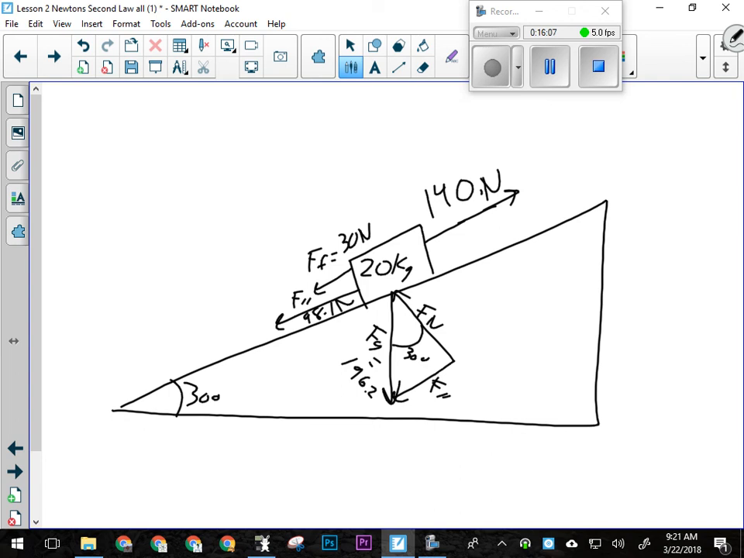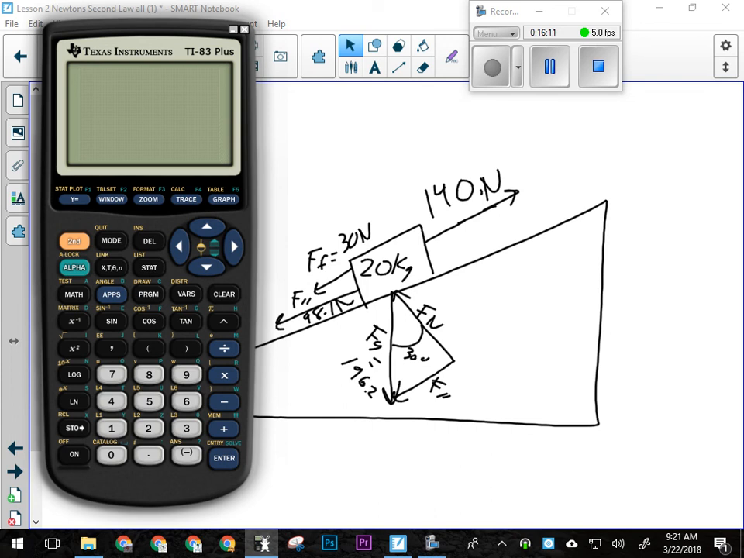Now I can do the sum of all forces. 140 minus 98.1 minus 30. So we only have 11.9 newtons worth of force going up the ramp. We divide that by the mass of our box, 20 kilograms. We're looking at 0.60 meters per second squared up the ramp. All right, let's head on over.